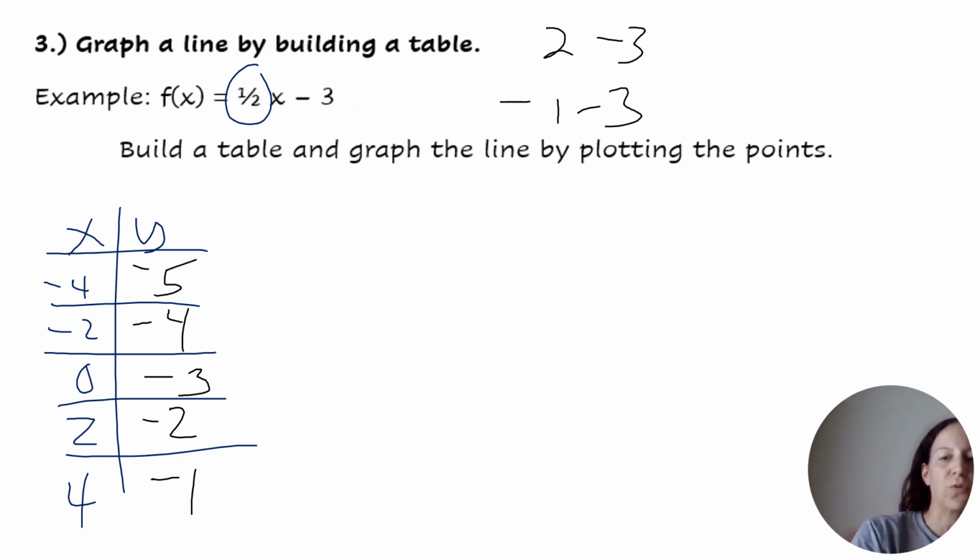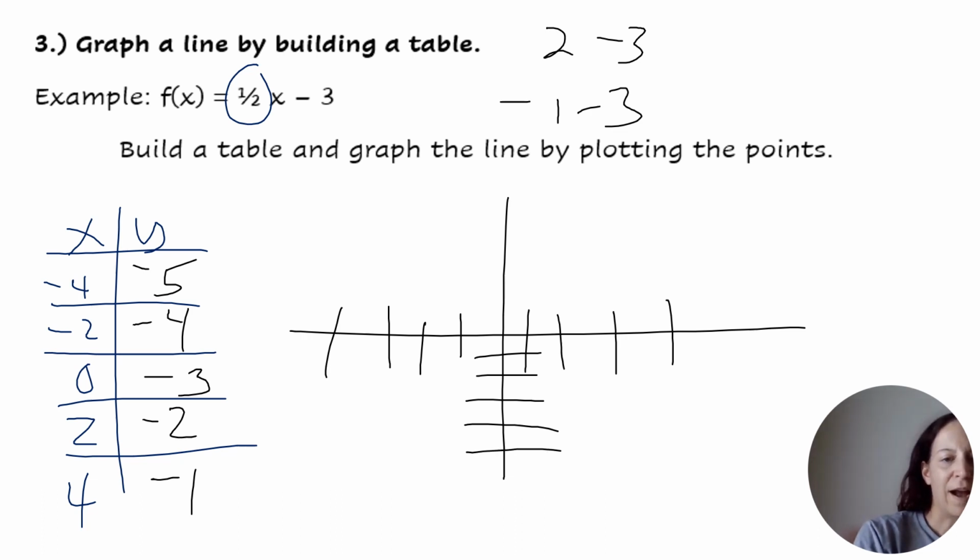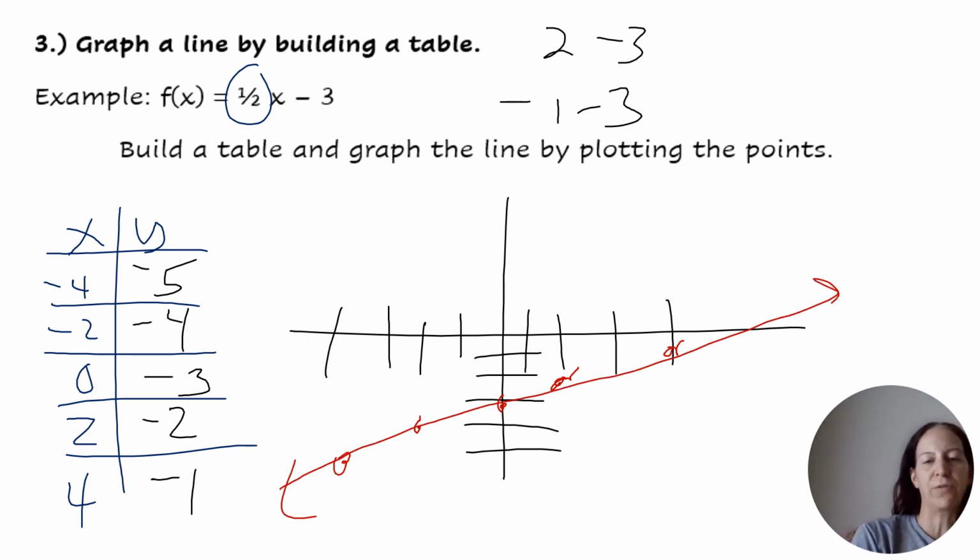You should notice on your table on the test that there is a pattern, okay, because it's a line. It's a very specific kind of pattern. And then go ahead and graph it. And so we need negative numbers here. So we've got -4, -5, -2, -4, 0, -3, 2, -2, and 4, -1, and then you connect them, and voila, there's your line.